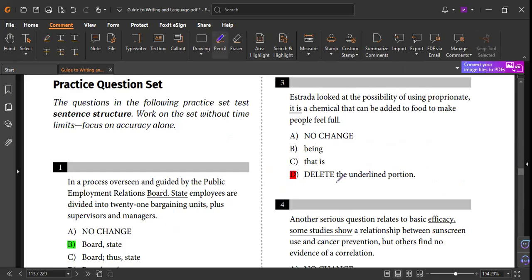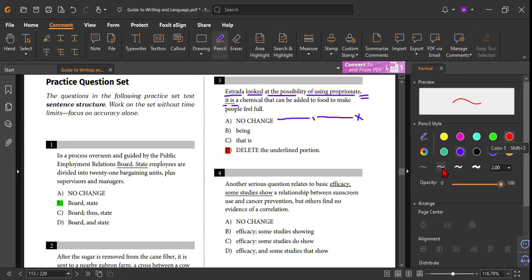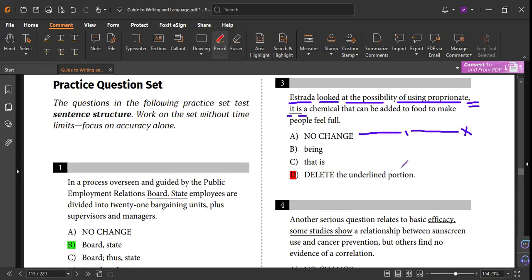Yeah, so let's read from the beginning. "Strada looked at the possibility of using proportionate." So here Strada is the subject and looked is the verb. And then we have complements, as we have two phrases, and we have a comma. If the first part is complete, the second part must not be complete. So letter A is a comma splice: complete, comma, complete, wrong. Do you imagine it? Yes, so A is wrong because of the comma splice mistake.